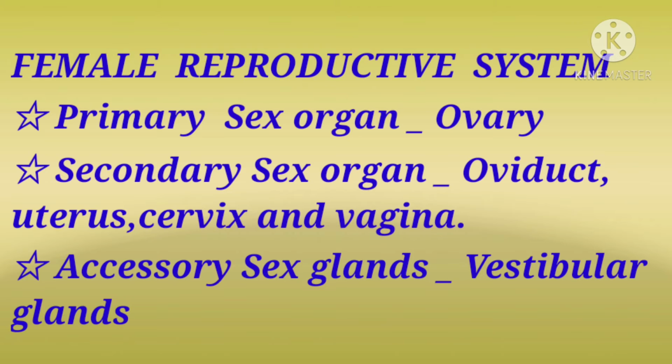Next are the secondary sex organs, that is the oviduct, which is also known as fallopian tube, uterus, cervix and vagina. So these are the secondary sex organs. And apart from this, some glands are also associated with the female reproductive system, and these are vestibular glands, which are also known as Bartholin glands, which mainly secrete mucus which moistens the vagina. Now let's first see the diagram of the female reproductive system.